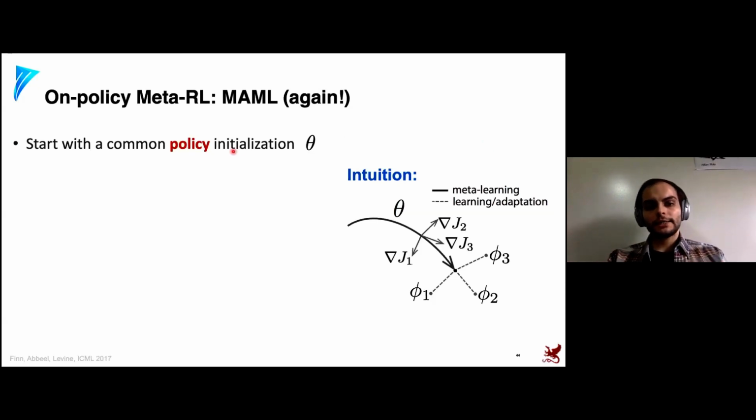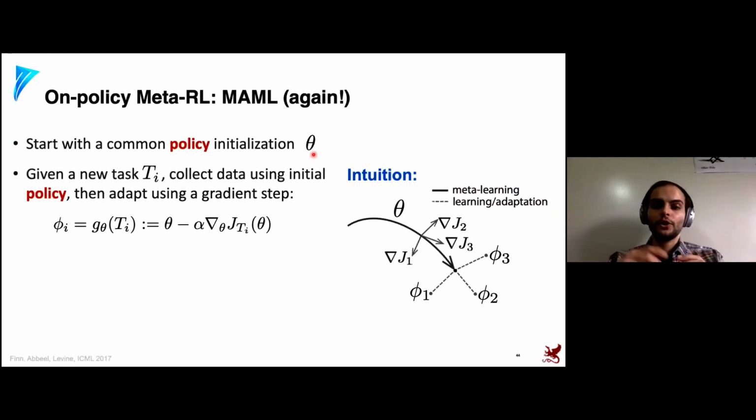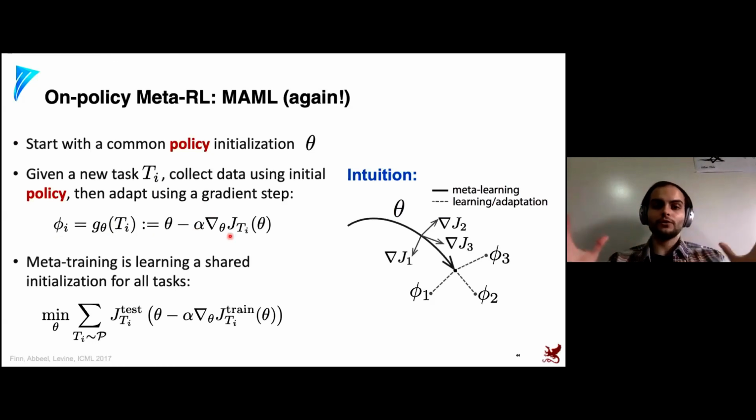In this case, you start with a common policy initialization across all your tasks, which we're going to call theta. Given a new task, you roll out and get a bunch of trajectories under this initial policy from this task. Then you adapt by computing the gradient of this J function, and update the parameters, maybe with one gradient step, maybe with a few, and you get this phi_i that is suitable for task T_i. Now, to train this whole construction, you're going to do the same thing as we do for MAML.